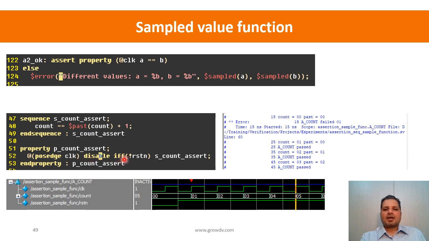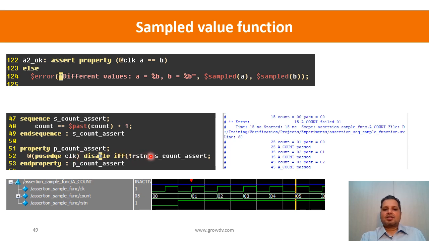We have another construct. We'll talk about it when this is a property construct, so we'll talk about it in the context of property. So disable iff not of reset, and this means that the property evaluation will be disabled when this condition is true, and this particular statement is treated asynchronously. It's not affected by your sampling event.